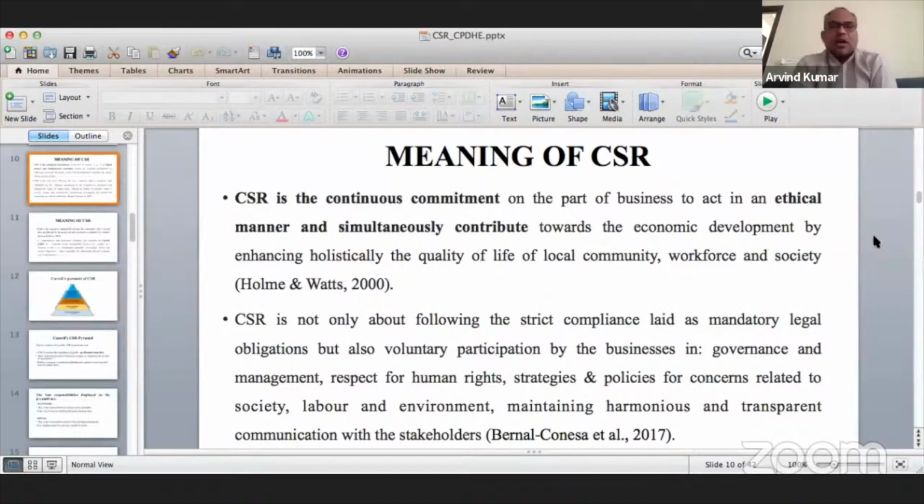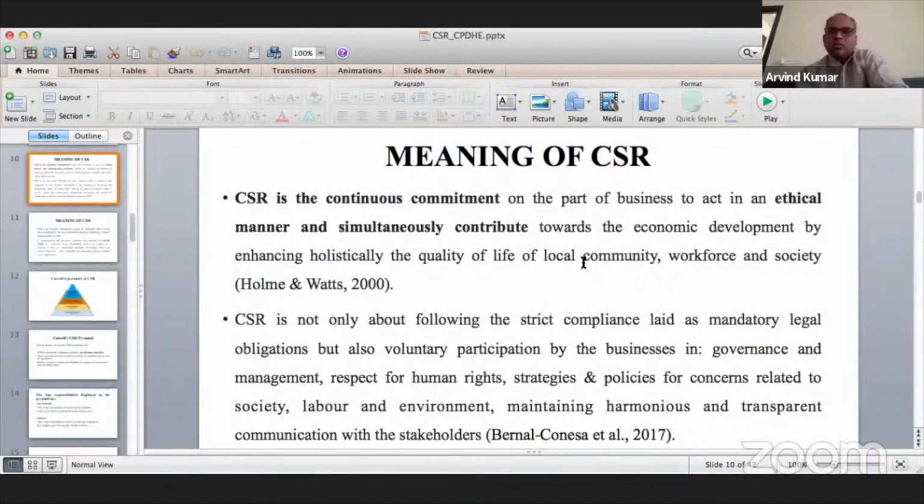So how are people going to define CSR? CSR can be defined as a continuous commitment. It's not a commitment for 1 year or 2 years or maybe 5 years. It is defined as a continuous commitment on the part of business to act in an ethical manner and simultaneously contribute towards economic development by enhancing holistically the quality of life of the local community, workforce, and society. I think it's a very comprehensive definition of CSR given by Holme and Watts, and it was given in 2000. It covers the quality of life of the local community.